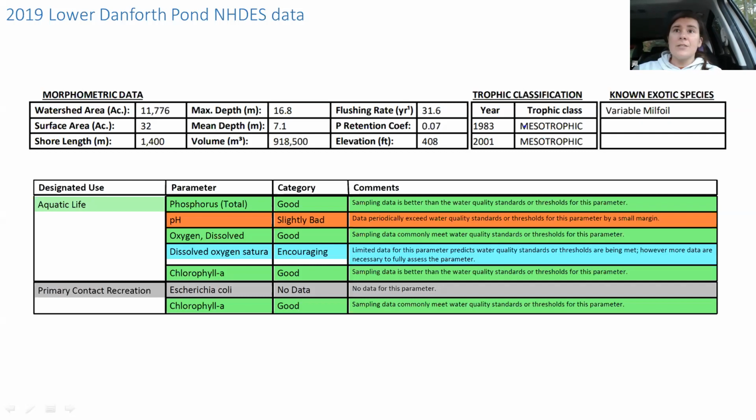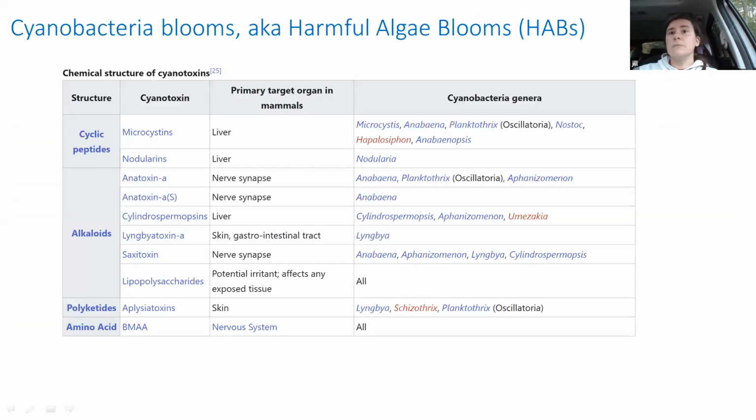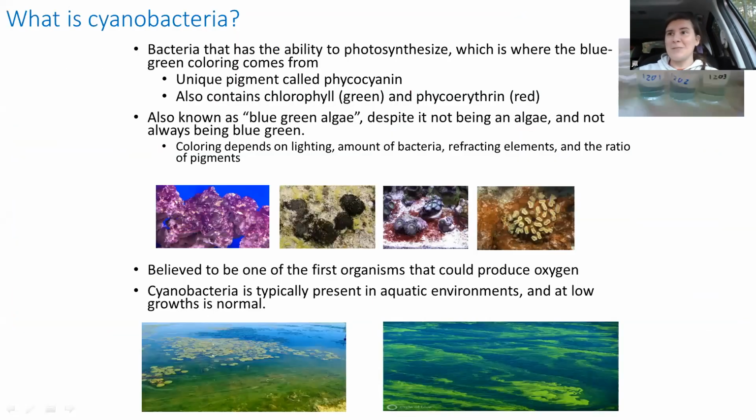So here you can see just some general information on what Danforth Pond is. So here you can see it's mesotrophic, you get the rough size, how much shoreline there is. And the overall snapshot for the lake data are relatively good. You can see that pH does have a slightly bad designation, but overall, in a broad picture sense, the lake health is not terrible.